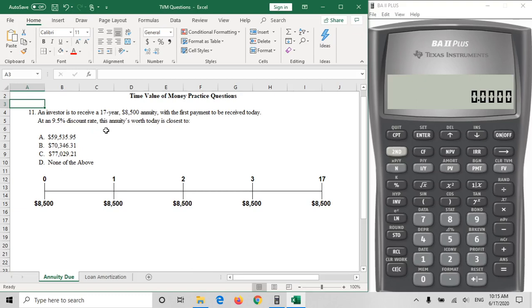Good morning, you guys. Today we are going to talk about one important concept, annuity due.